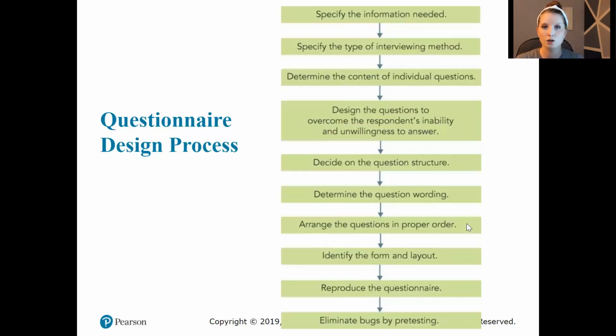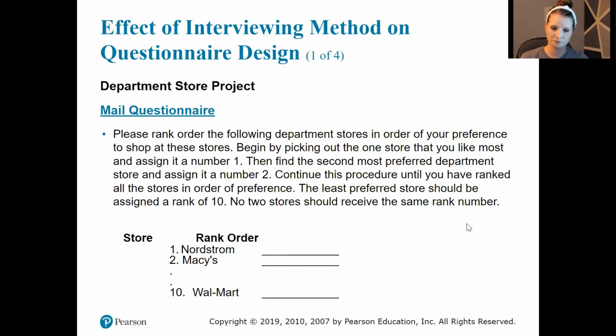So for you all in your group project, you're going to look at your problem statement and your components to the problem statement and use that, and perhaps some exploratory research that maybe was conducted to help you better understand the problem. And then you're going to use all of that to help figure out what information you actually need to get out of your survey. We're going to look at what type of interviewing or surveying methods. So we have a variety of different methods.